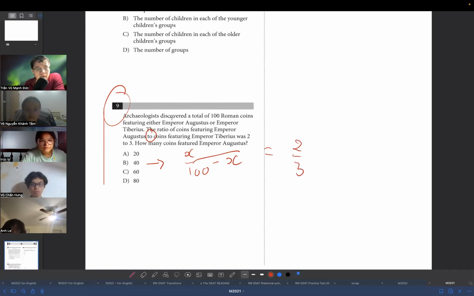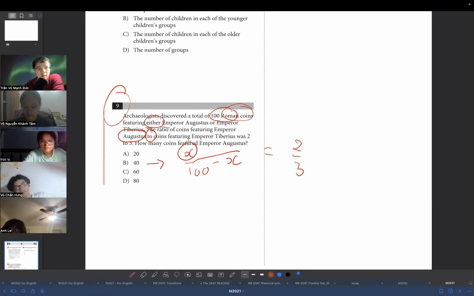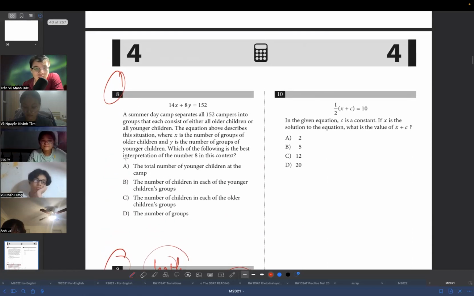Let's see. Archaeologists discover a total of 100 Roman coins. So this is the total, but the coins feature either one emperor or another, Emperor Augustus or Emperor Tiberius or something. The ratio of coins featuring Emperor Augustus is X. If you call it X, the remaining will be 100 minus X, because you have to take out the emperor, because this is either, not both. Okay, so put this into the calculator. You're going to have X is B, 40. Exactly, very good.